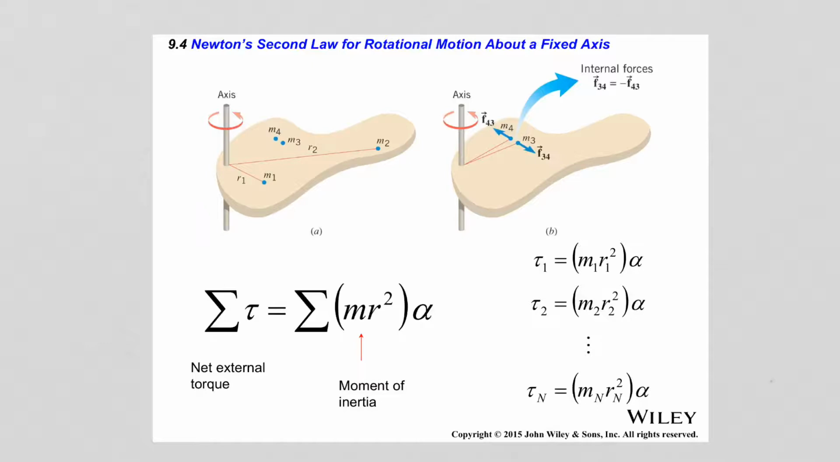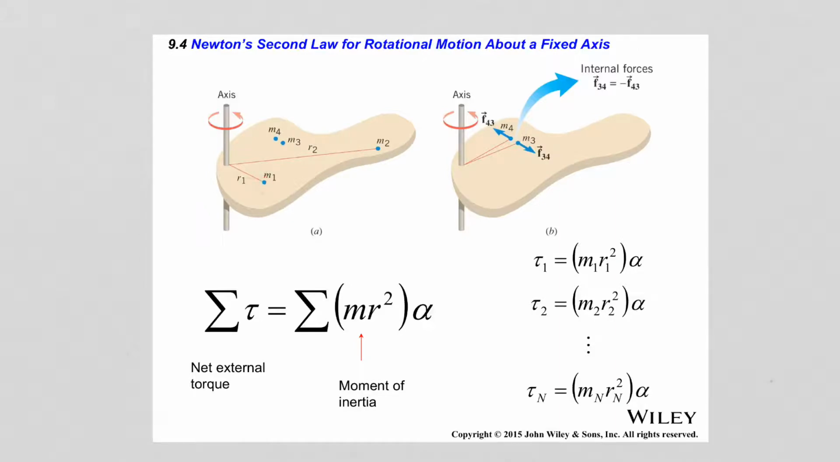So when this rigid body rotates, all of these particles are under the action of forces. So we have external forces and then we have internal forces. The internal forces are shown in this drawing right here. And these internal forces are essentially action-reaction pairs. They are equal in magnitude, opposite in direction, and by Newton's third law, they cancel each other out. They do not contribute to the net force acting on the slab.